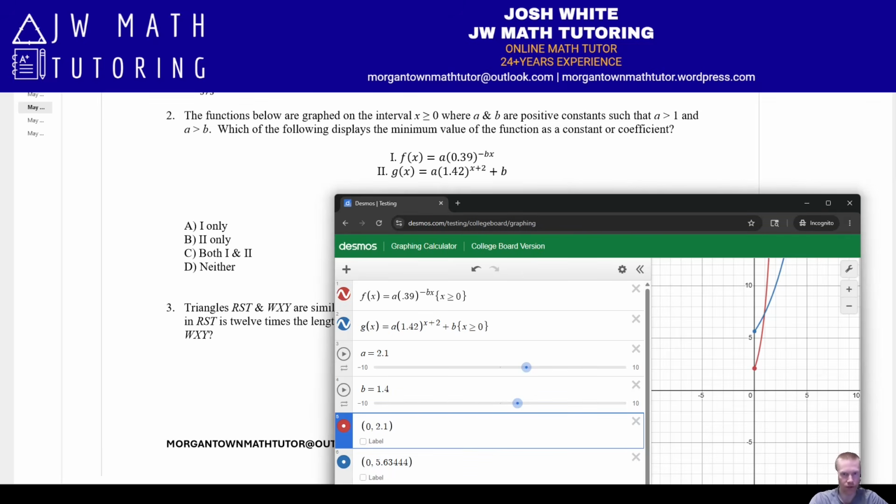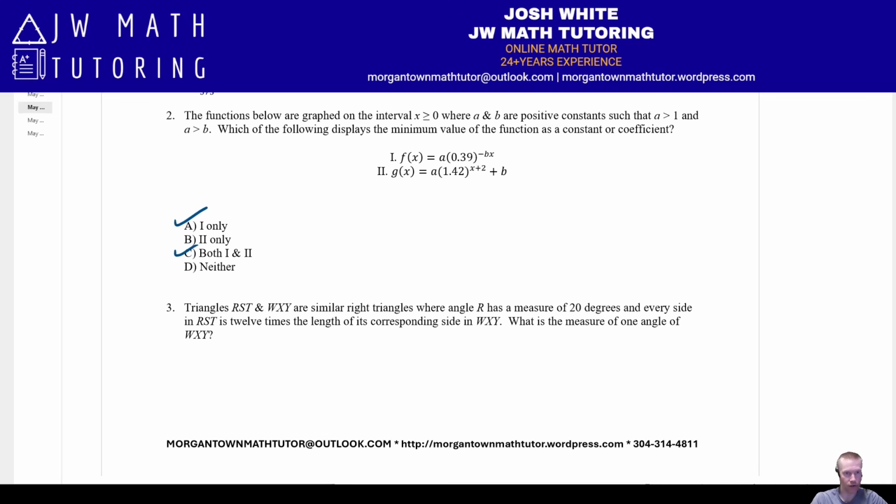Red function. The min value is 2.1 right here. Do I see that number anywhere as a constant or coefficient? Yes. A is equal to 2.1. That means right here there is a 2.1 in front of this parentheses, which is a coefficient. Therefore, so far, 1 matches, so it's either A or C. It cannot be this, it cannot be this.